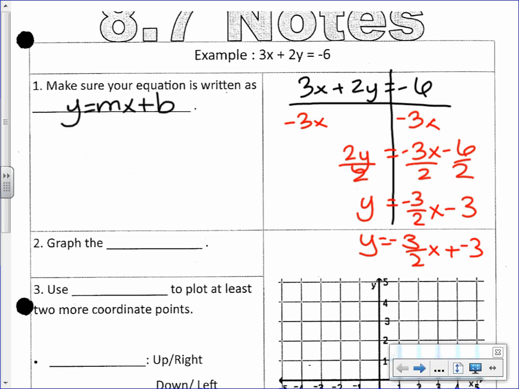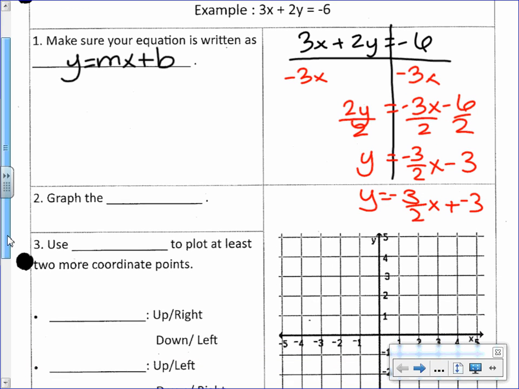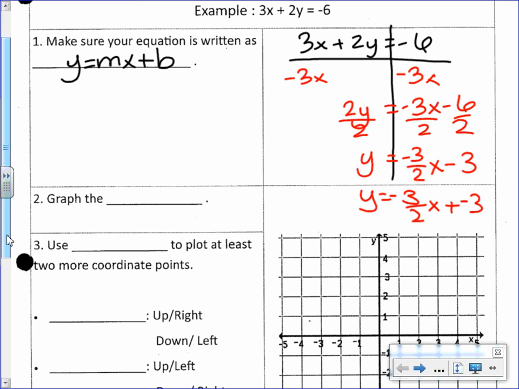Okay, so now we need to identify our slope and y-intercept. Avery, what's the slope? Yes, negative 3 over 2. Yeah, so this is the slope. I always label so I don't get confused, and that makes negative 3 the y-intercept. You don't have to label. I just think labeling causes less confusion in the long run.